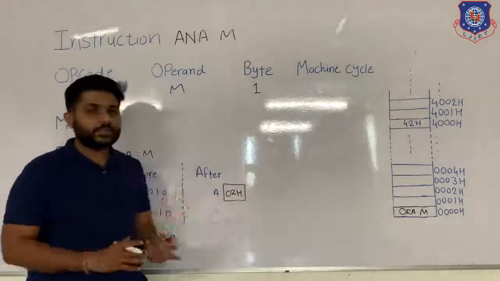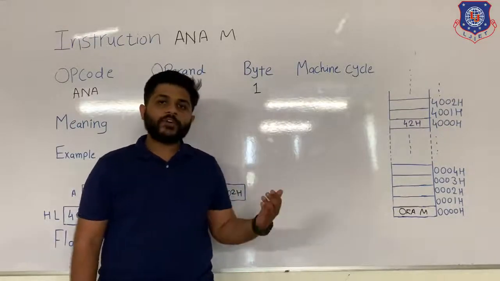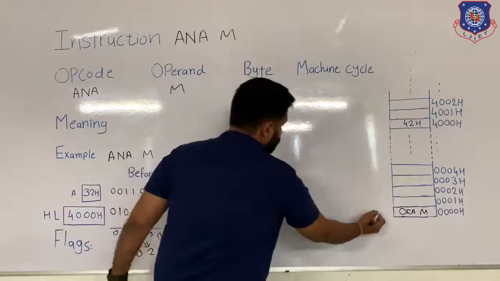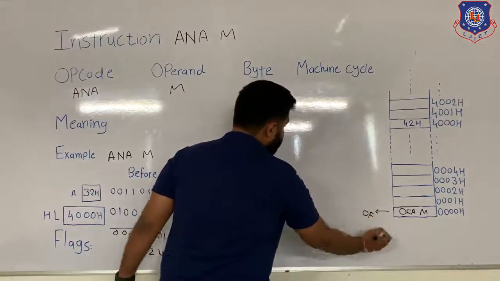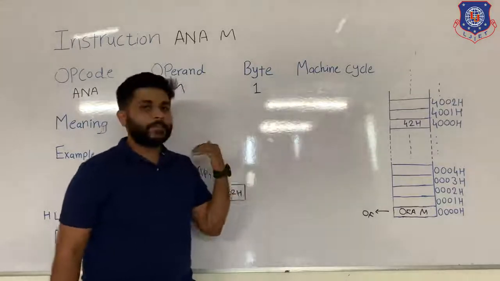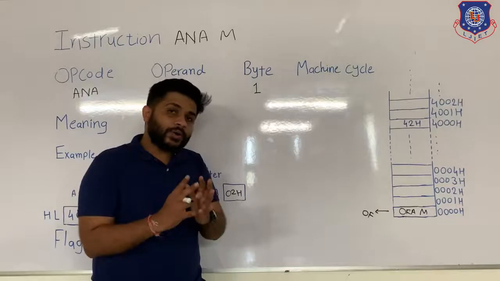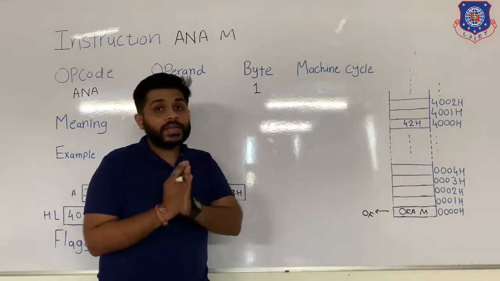After the instruction is stored, the processor will start doing its work. In the first step, it will perform the opcode fetch machine cycle. When the microprocessor performs the opcode fetch, this whole instruction which is stored in the memory will be transferred to the microprocessor. Then the microprocessor will decode that instruction. After decoding, the microprocessor will execute.